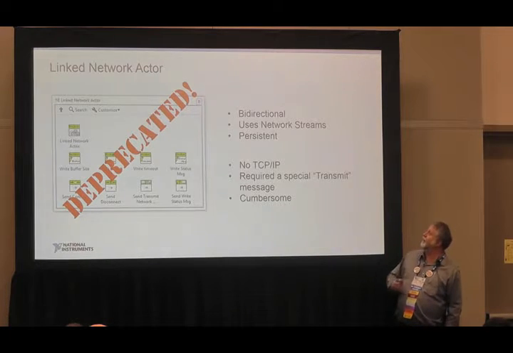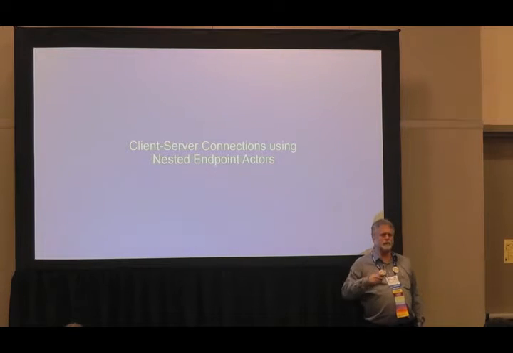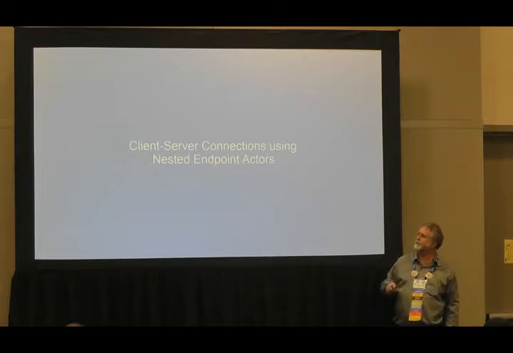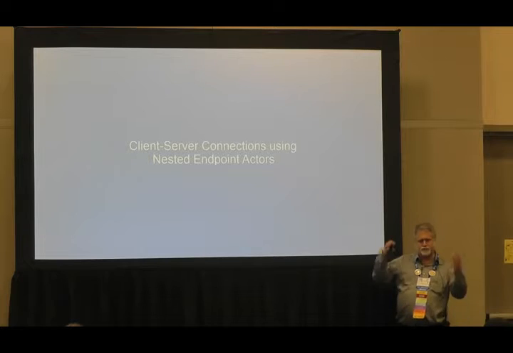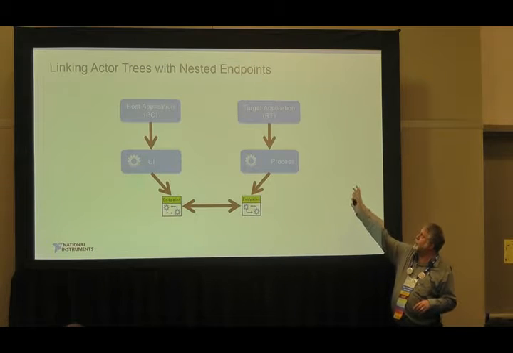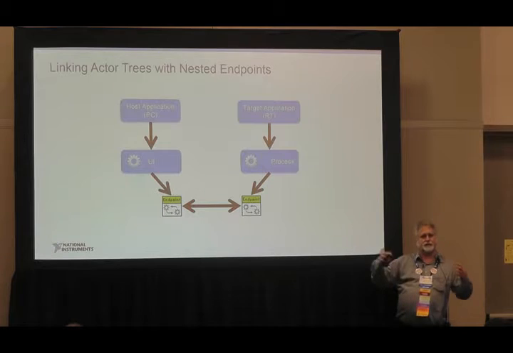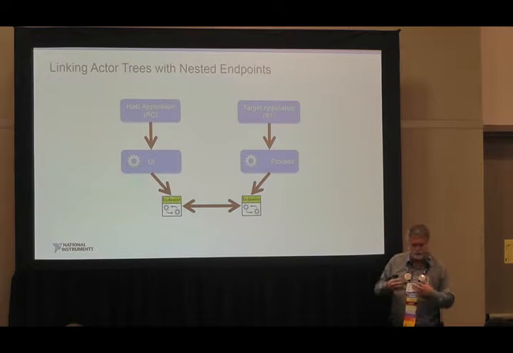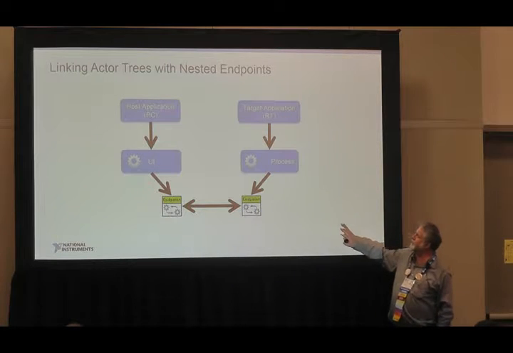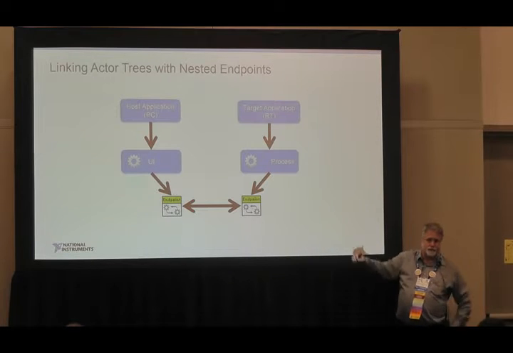What do I have that's better? Well, what I have are nested endpoint actors, which are sort of the next generation linked network actor, if you will. They're similar in how they work, but how you use them is different. And these make connections between two actor trees. It's a very client-server kind of connection, where I'll have my target process on one side, and it's always there. And I've got my UI that wants to connect and disconnect, which is why I refer to it as client-server. It's the same thing we were doing with the linked network actor. It's two actor trees. We're linking them way down here at base level, but the trees are completely independent.